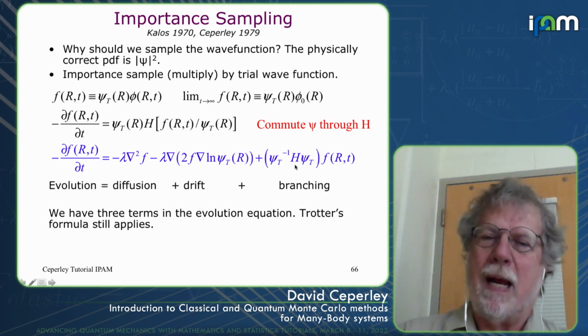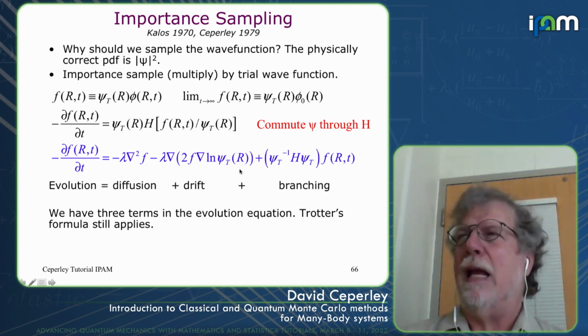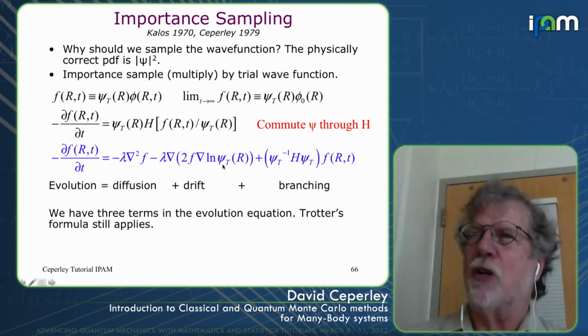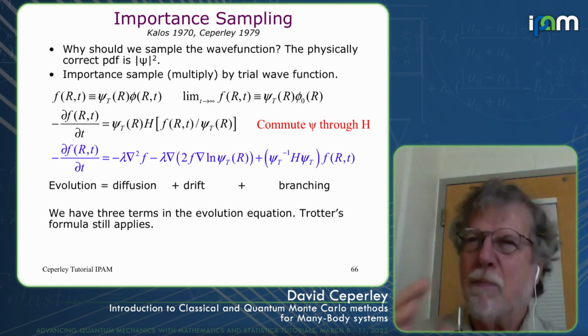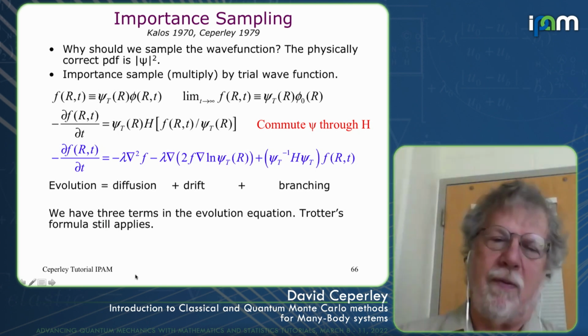That's this term. But as a consequence of having this term, you have another term, which is just a drift term in random walks. That is, this is the so-called quantum force. The trial wave function pushes you away from improbable regions, and you drift away. So you have a third process.